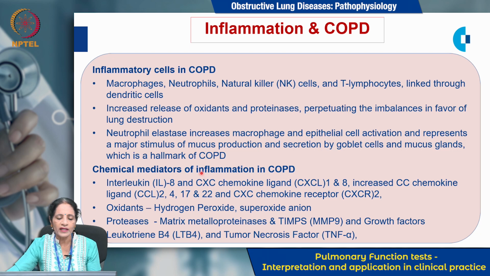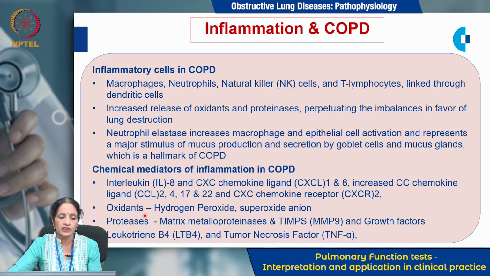So, the chemical mediators from all these cells also play a very important role in chronic obstructive pulmonary diseases. So, what are these chemical mediators? Especially interleukin 8, which is a chemotactic factor for neutrophil, and then we have these chemokine ligands. These are the CXC chemokine ligand 1 and 8, and also the presence of increased CC chemokine ligands CCL2, 4, 17 and 22, along with CXC chemokine receptor CXCR2. These play a very major role in the inflammation of the COPD.